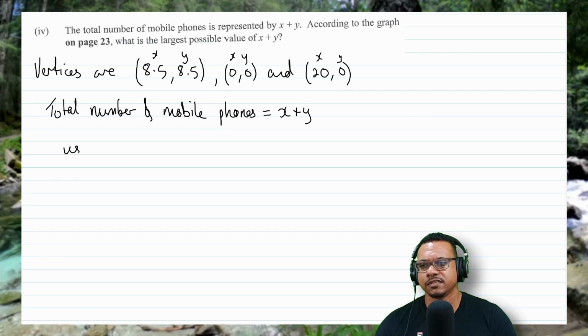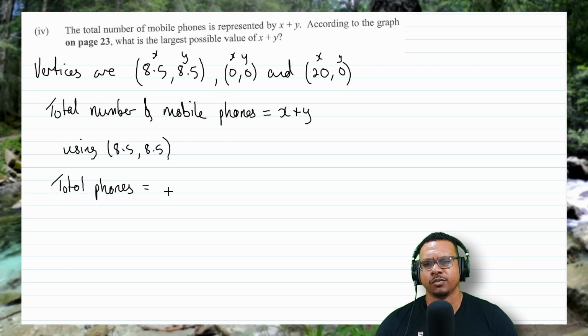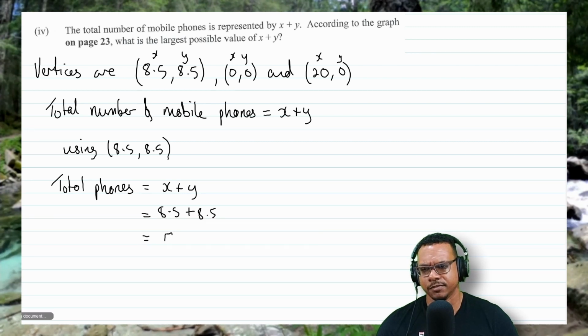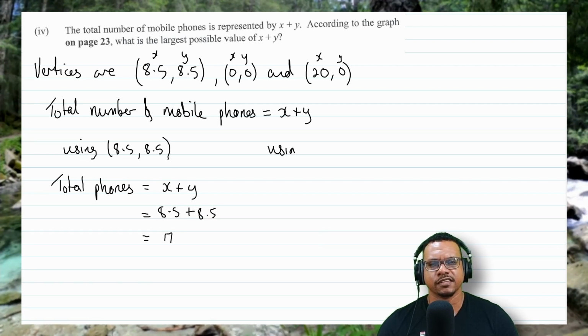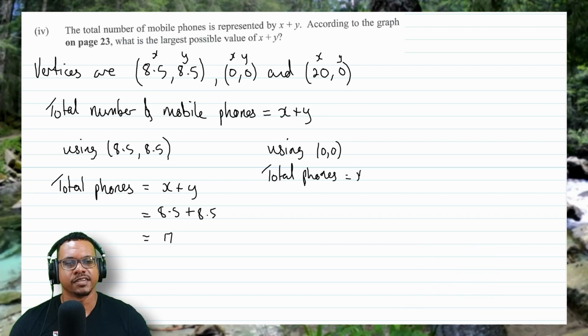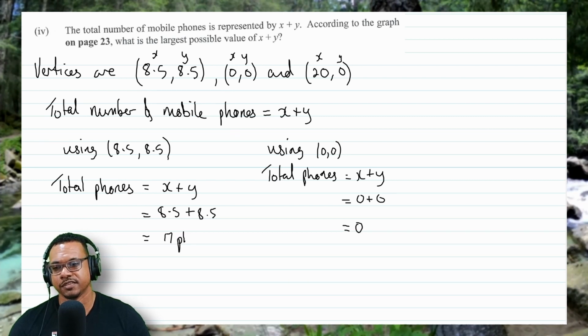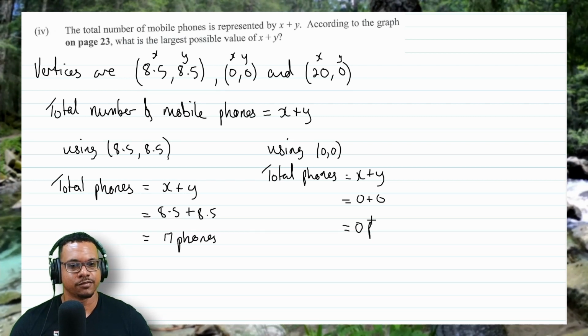So I'm going to put using 8.5 and 8.5. We'd have total phones would be equal to X plus Y, which would be 8.5 plus 8.5. 8 and 8 is 16 plus the 0.5, that's 17. So that's 17 phones. All right, we have using 0, 0. We have total phones. Well, this one's easy. That'll be equal to X plus Y, which would be 0 plus 0. So that's just 0.